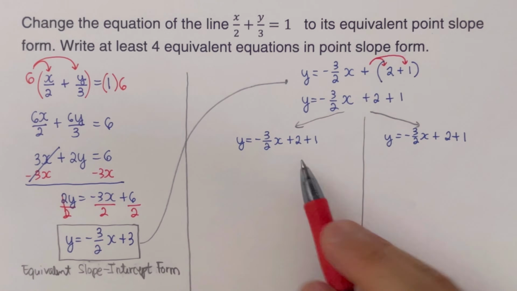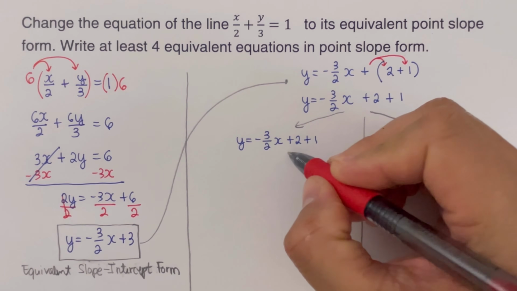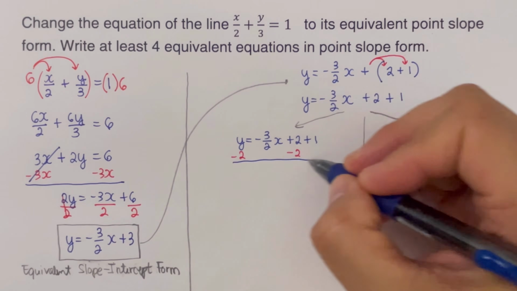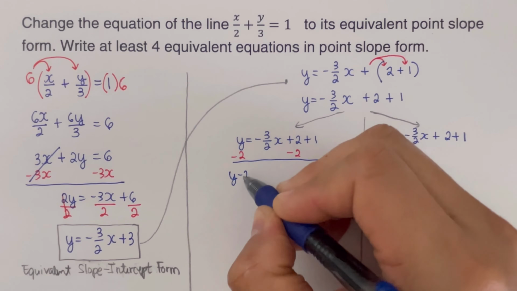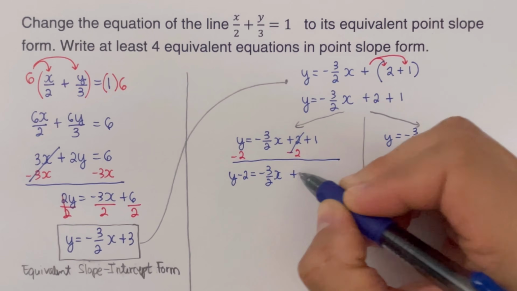So on this side, I am going to subtract 2 from both sides. So this would be minus 2, and this is minus 2 right here. And so our equation would come out: y minus 2 equals negative 3 halves x plus 1.